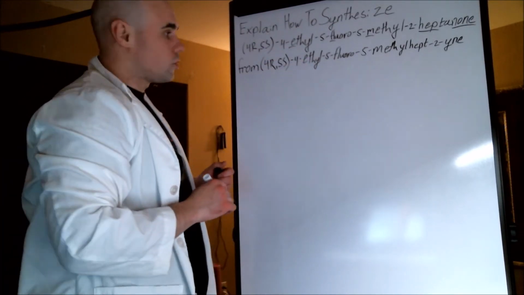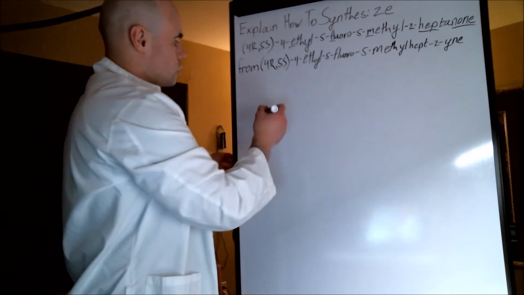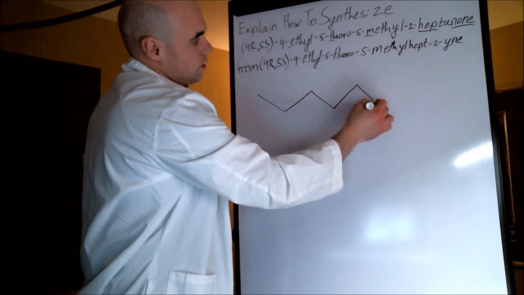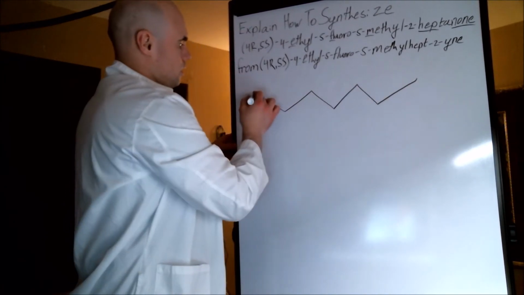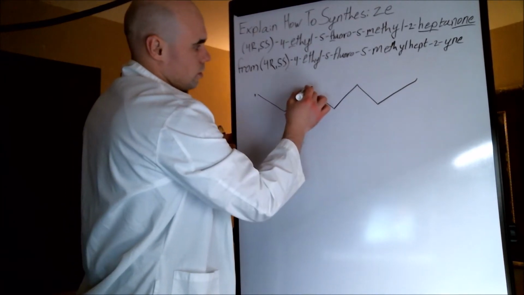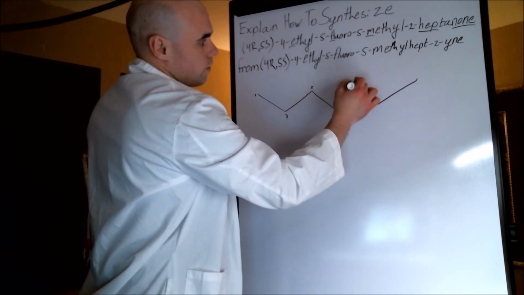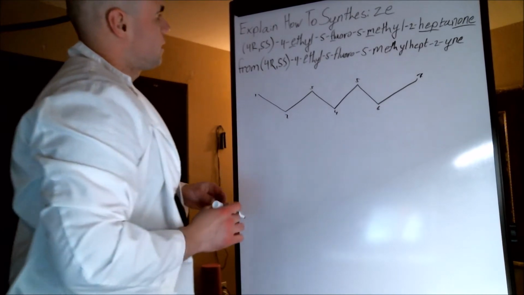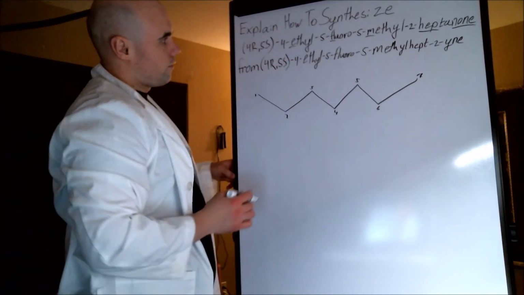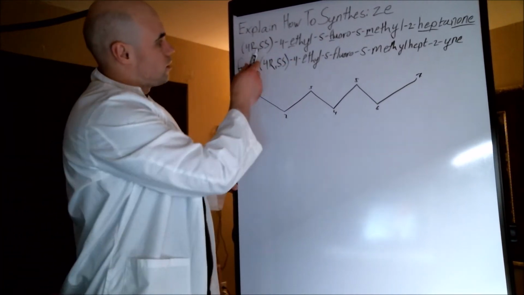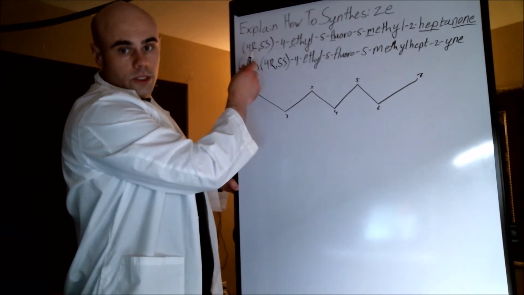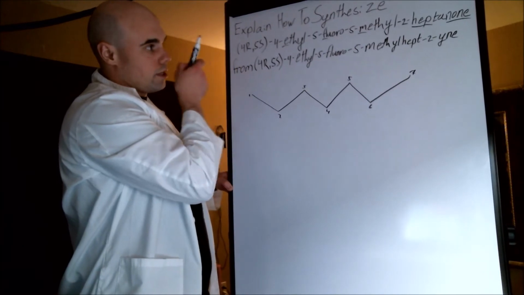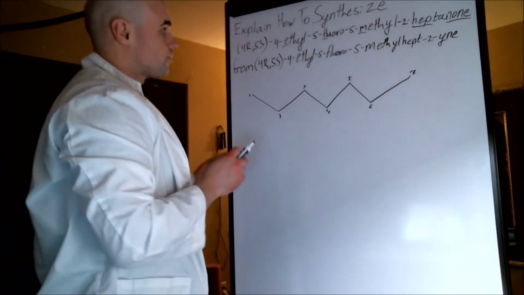So let's go ahead and draw a 7-carbon chain, 1, 2, 3, 4, 5, 6, 7, and number it: 1, 2, 3, 4, 5, 6, and 7. And we have on the fourth carbon an ethyl, and since we can see that there's an RS notation, that is a stereochemistry that indicates 3-dimensional orientation in space.